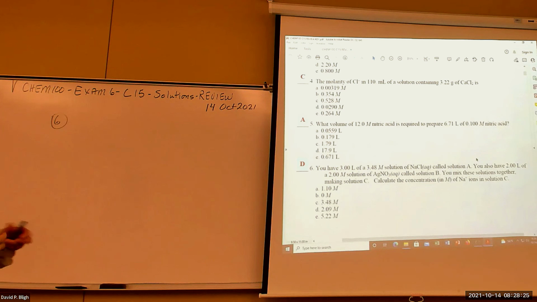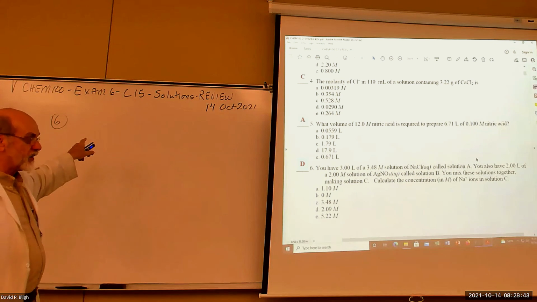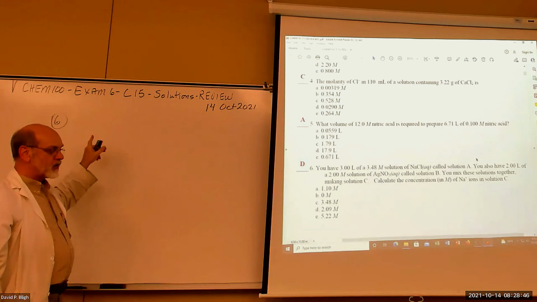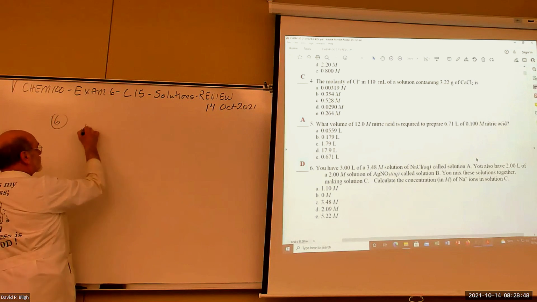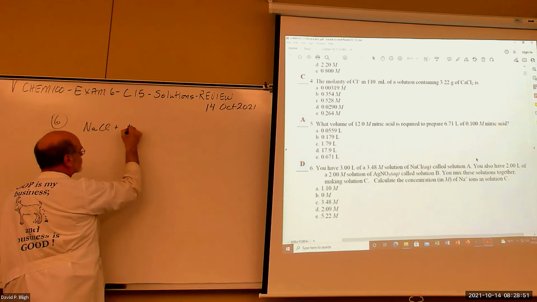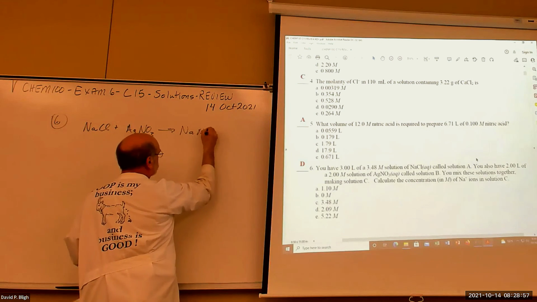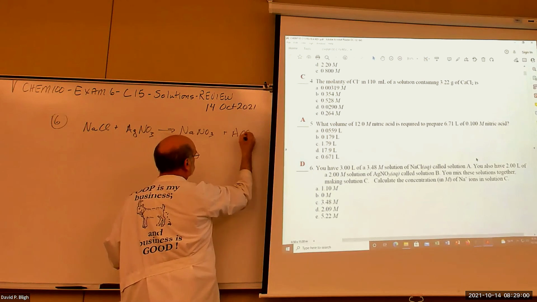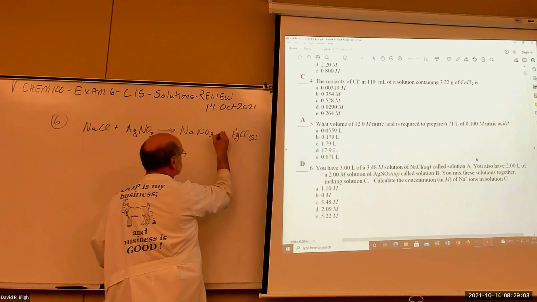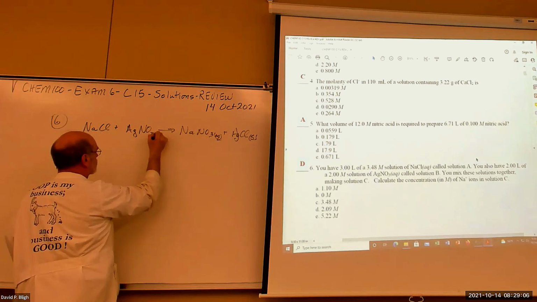You've got 3 liters of 3.48 molar sodium chloride solution, 2 liters of 2 molar silver nitrate. This looks familiar. Mix them together. Calculate the concentration of sodium ions in solution. Okay. We put the equation up here before. All you have to recognize is that sodium chloride plus silver nitrate yields sodium nitrate plus silver chloride. That's the solid. These are all aqueous, aqueous, aqueous.